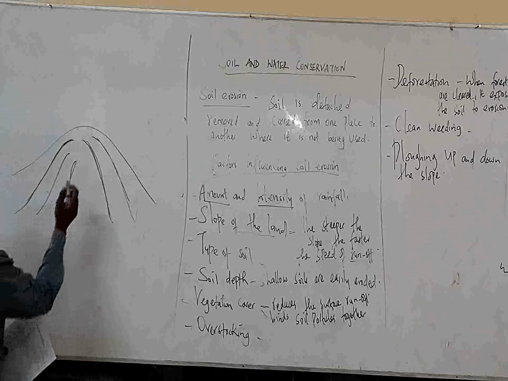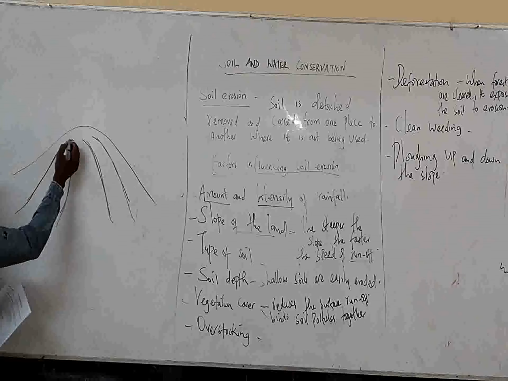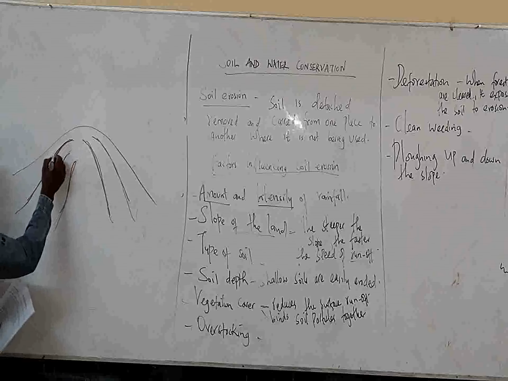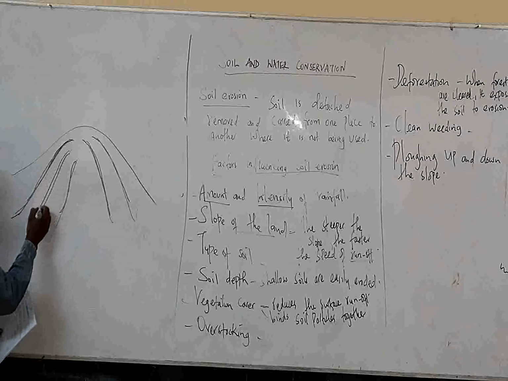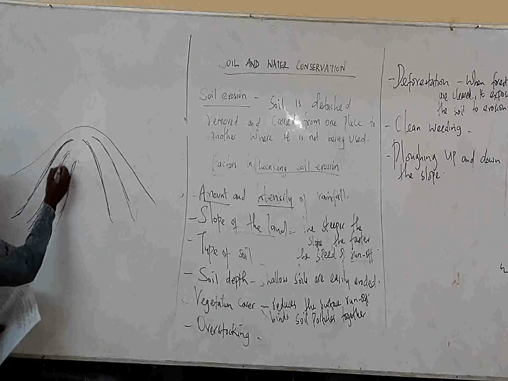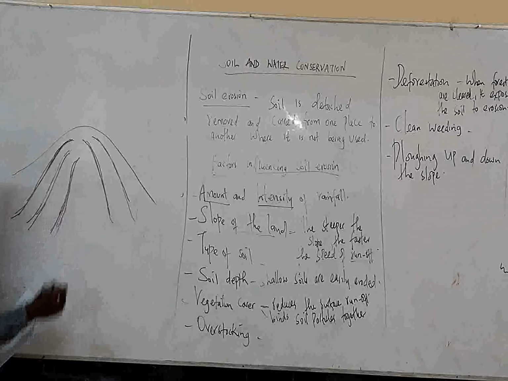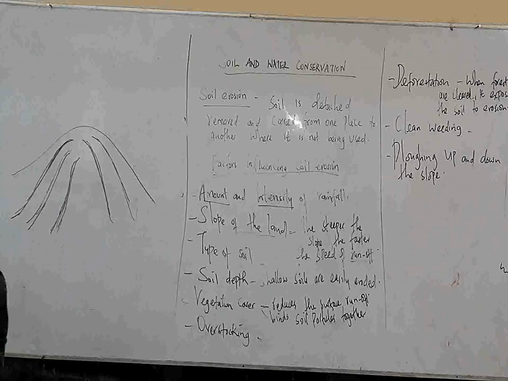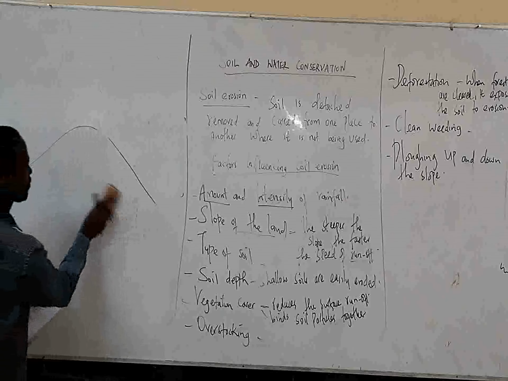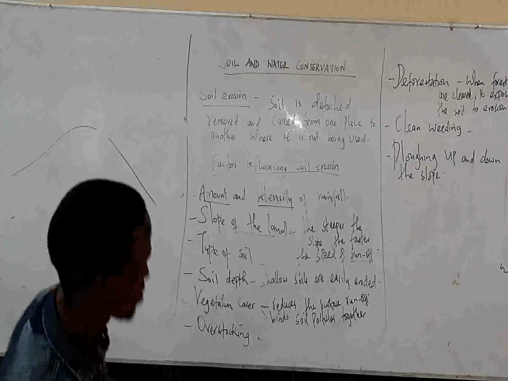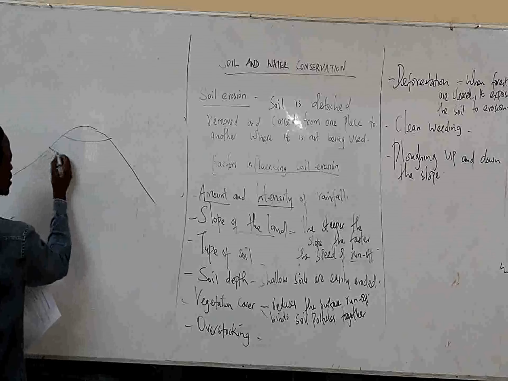So in case a farmer plows up and down the slope, as this water flows along the furrows, it is going to carry with it a lot of soil, leading to a very high rate of soil erosion. So to control this soil erosion, a farmer is supposed to plow across the slope. So this is how it should be done, across the slope.